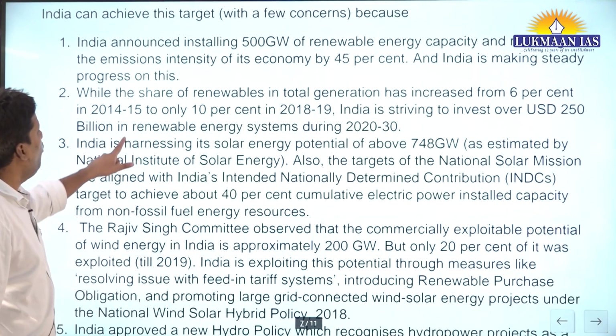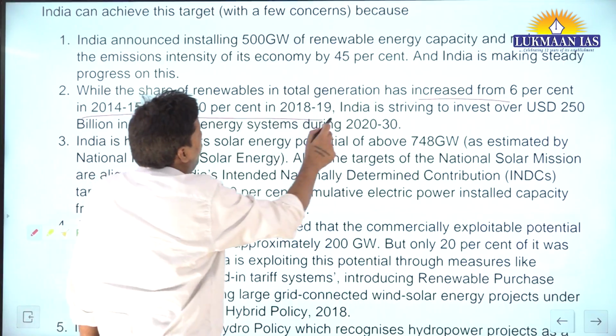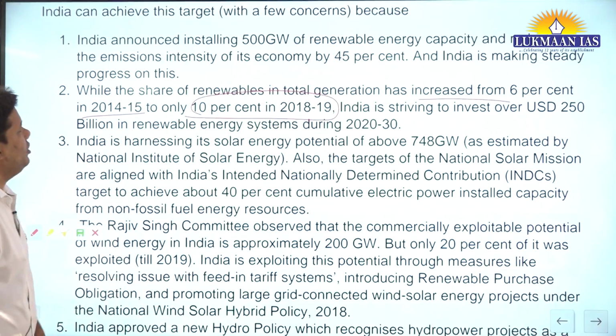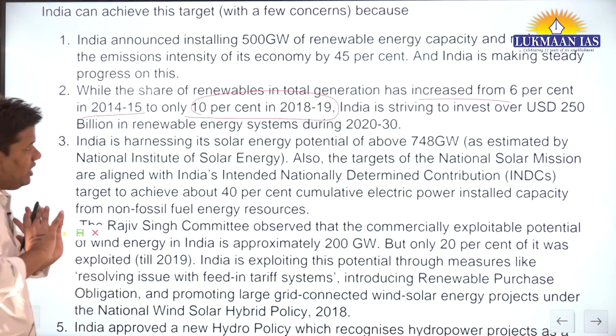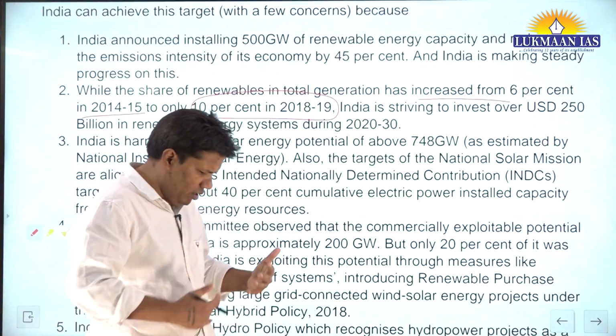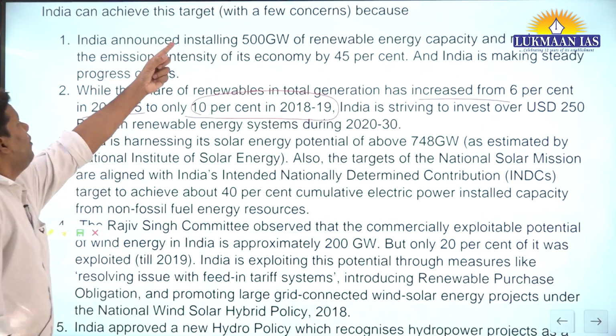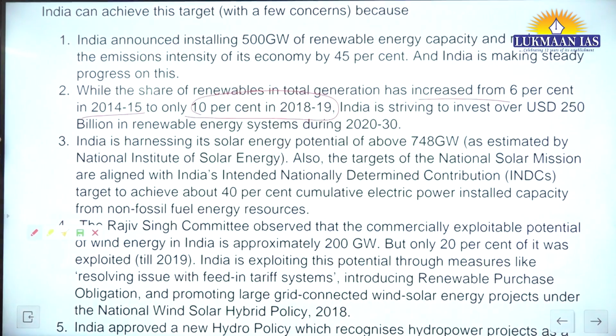If you see, the share of renewables in total generation has increased from 6% in 2015, it was only 6% from renewables, to 10% in 2018-19. How is India going to achieve 50% by, let's say, 2030? It is not going to be easy, but it is making steady progress. So you can also write negative, but here you are trying to show a positive path. That's why I'm writing that India can achieve.